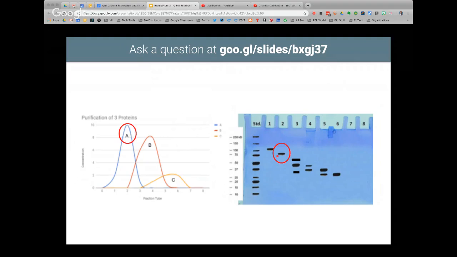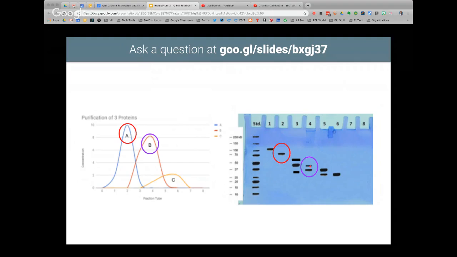You look at 2B, okay, it peaks right at fraction number 4. Okay, we have our highest concentration there. Look at fraction 4 in the gel, we have two bands. That tells us it's not pure. Maybe this is protein B right here, and this is some other protein that's involved that's not in its pure form. We have two different proteins of different sizes in this fraction tube.